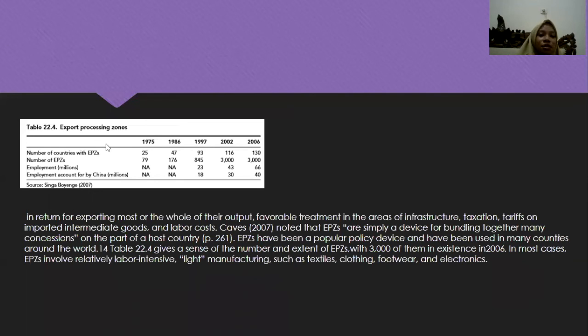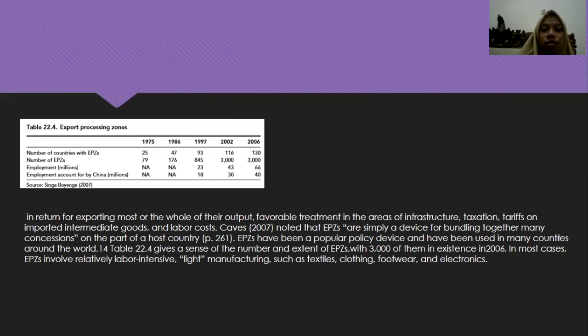And next, I will show you Table 22.4. It's export processing zones. As you can see here, it shows a number of countries with EPZs and the number of EPZ employment, with China accounting for the largest share. And here, as you can see, it's by year. In return for exporting most or all of their output, firms receive favorable treatment in the areas of infrastructure, taxation, tariffs on imported intermediate goods, and labor costs.